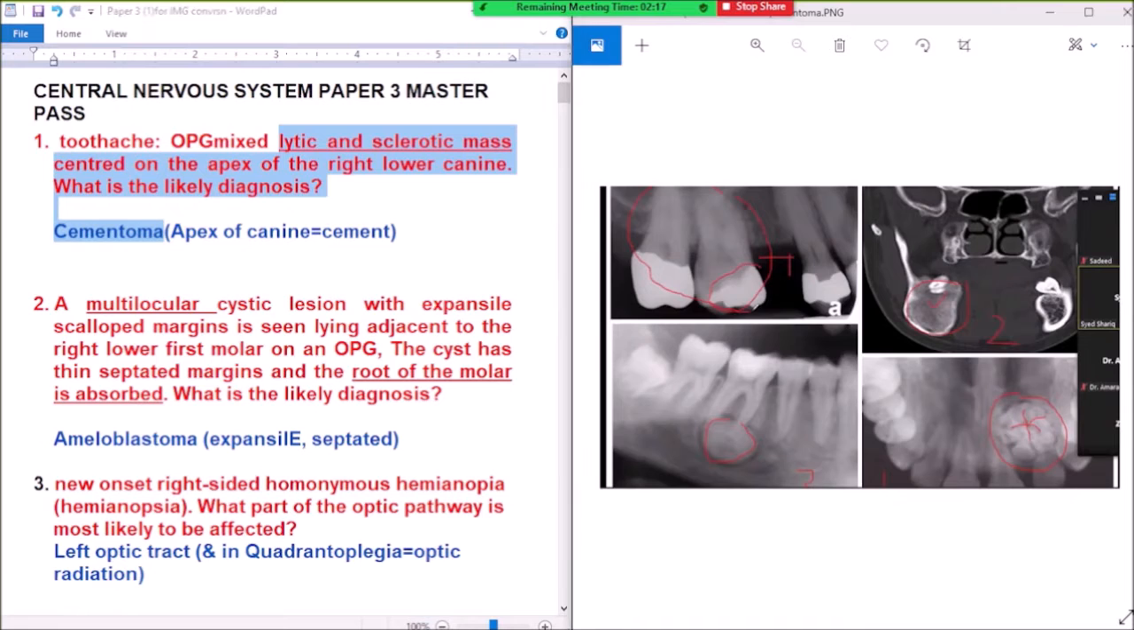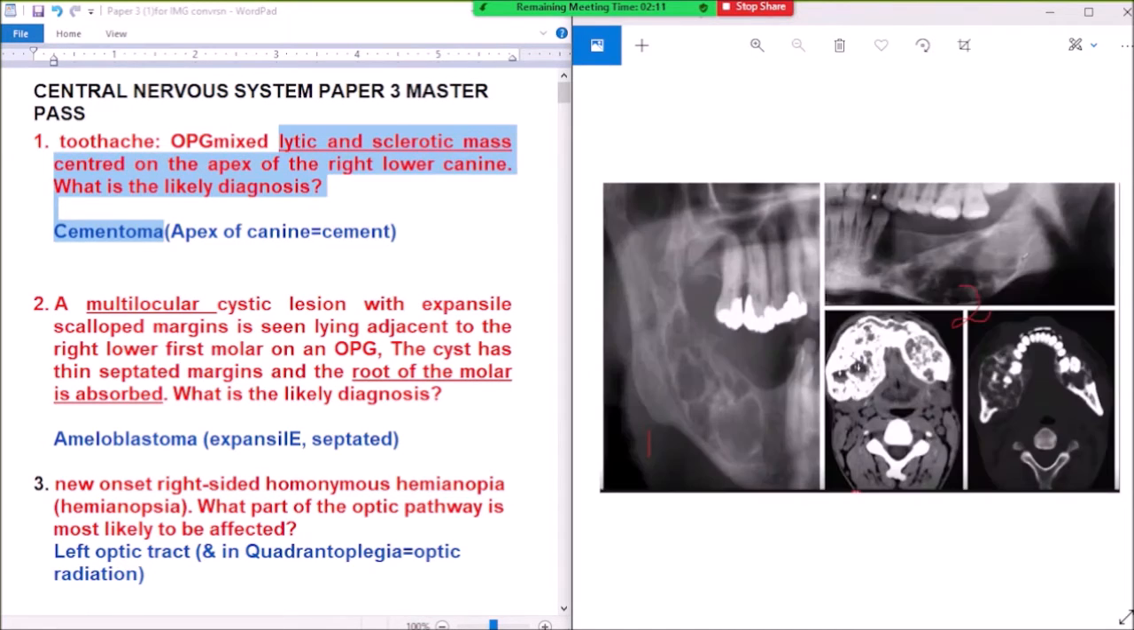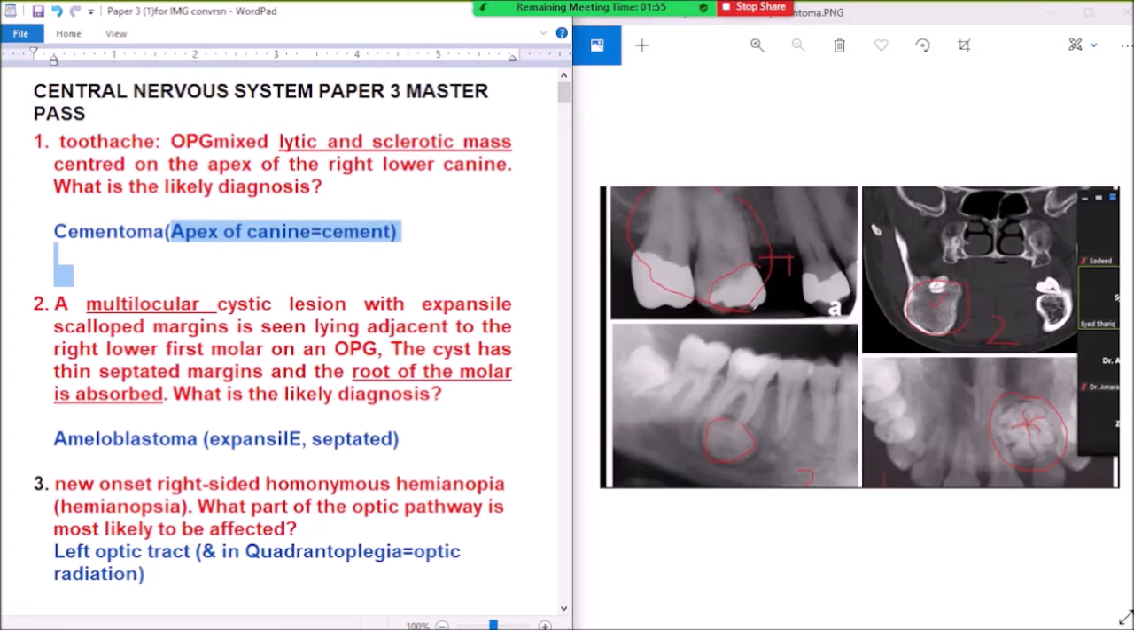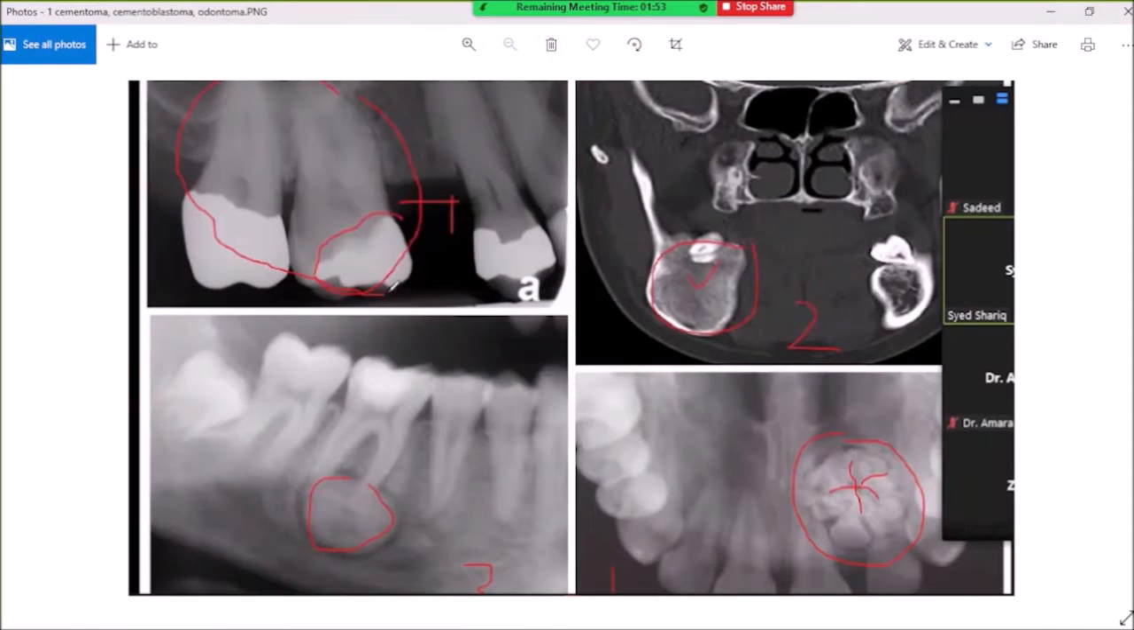The patient usually has dental caries. Now, there is a mixed lytic and sclerotic mass centered on the apex of the canine, diagnosed as cementoma. A mixed lytic and sclerotic mass on the apex of the lower canine, the apex of the canine: cementoma. This cementoma is cementoblastoma.